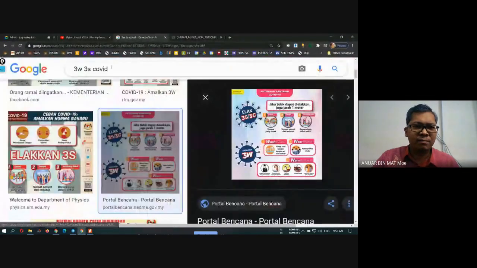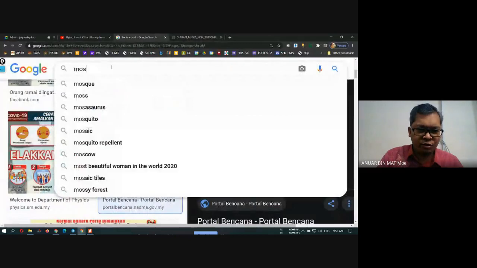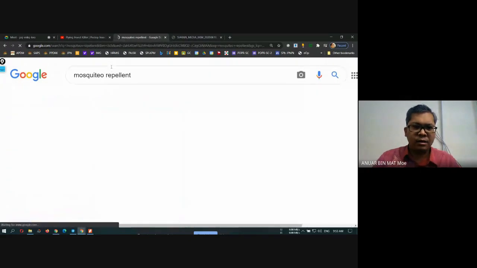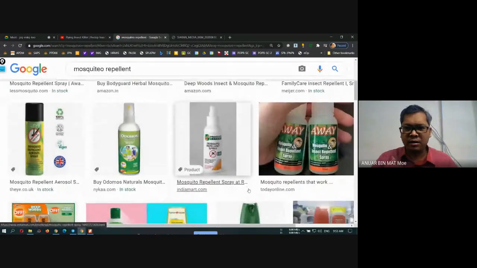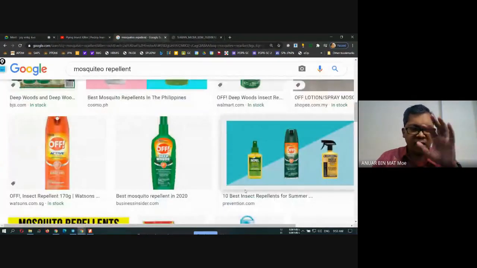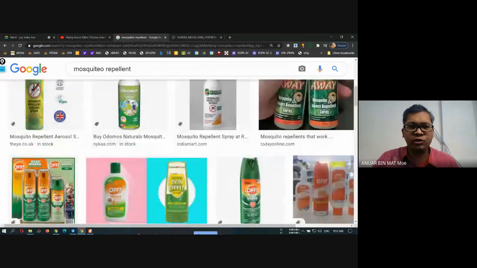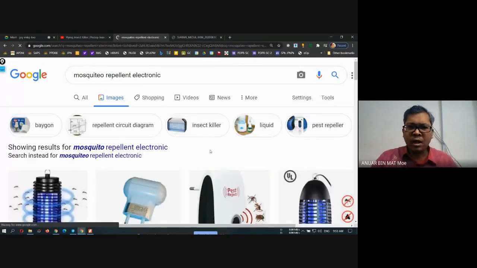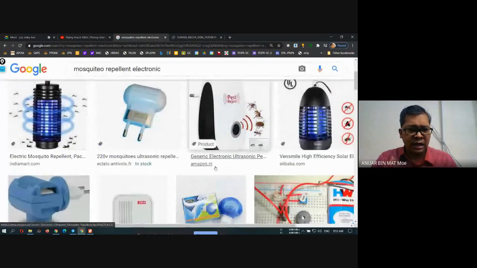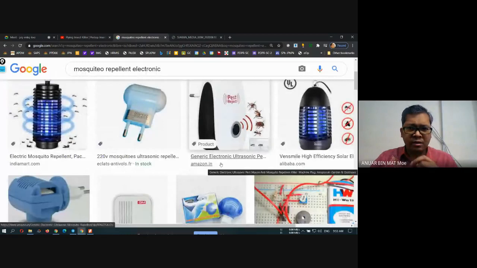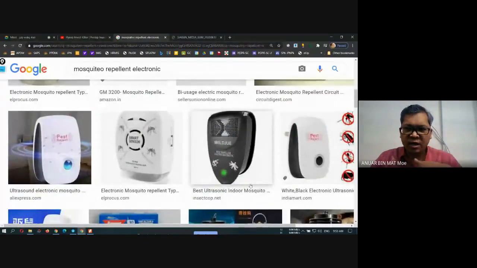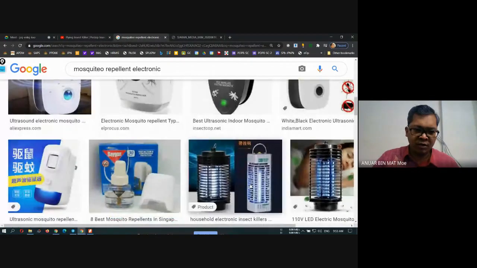For example, this one. What is it called? Mosquito repellent. This one. You use the repellent to repel the mosquito. This one, or you can use the electronic one. I don't know whether the electronic one is functioning or not. This is the electronic one. We want to repel the mosquito. You can use the electronic one.